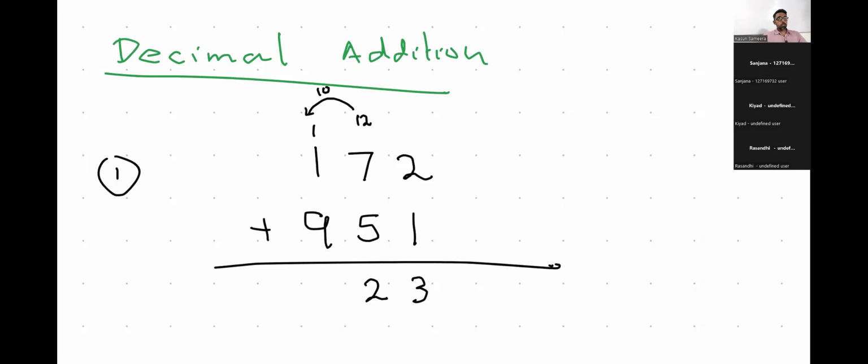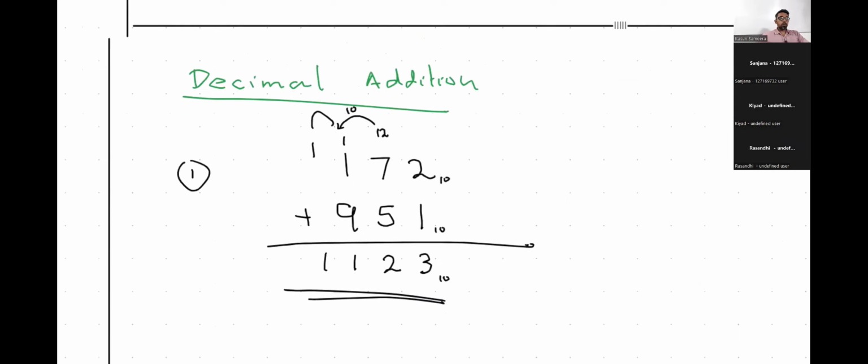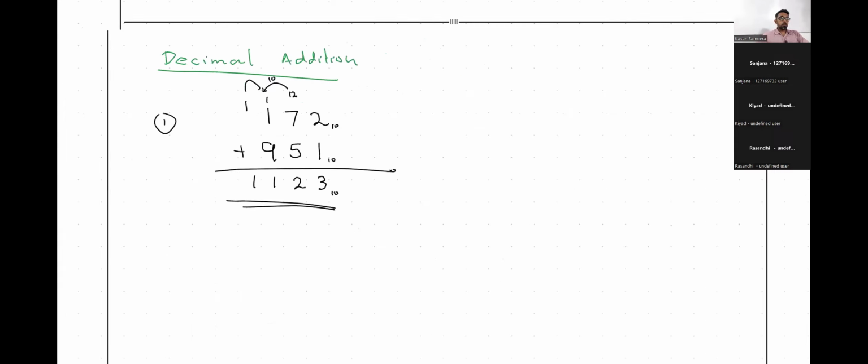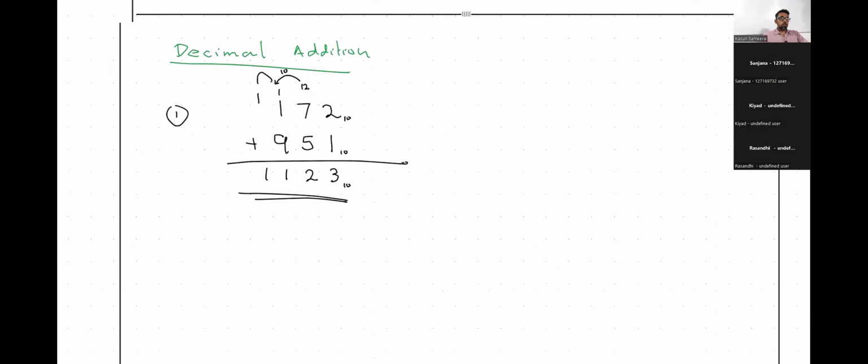Then 9 plus 1 plus 1, again it's 11. 11 we can't represent, we take 10 to the next position, 1 remains. That 1 comes to the next position. Now you're going to get the answer in base 10 because both the numbers are in base 10. Clear? Right. Now we have come to the point, which is binary addition.